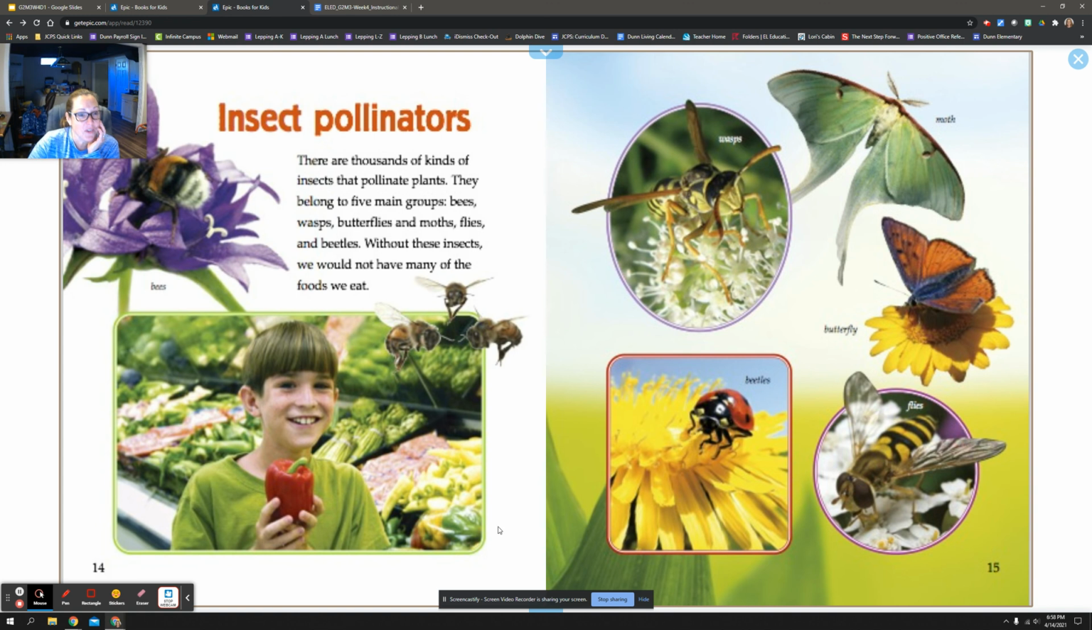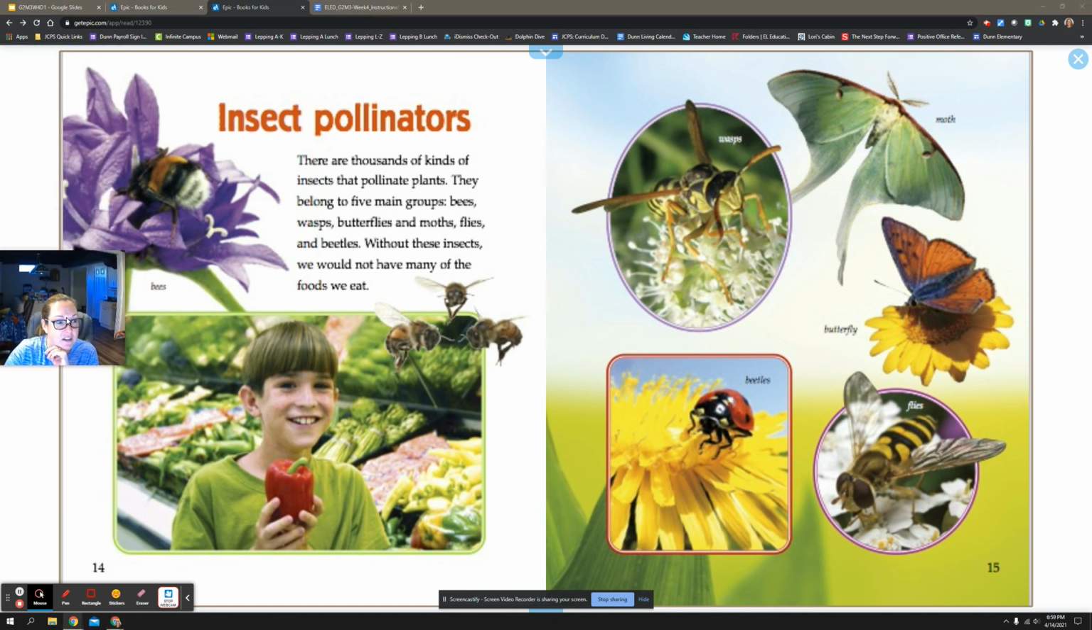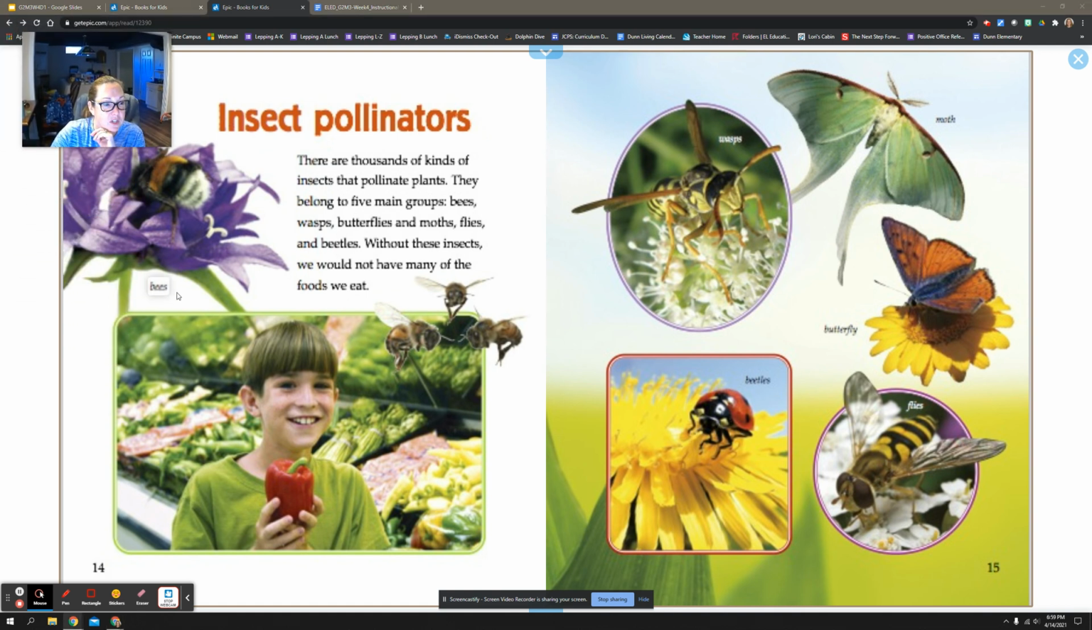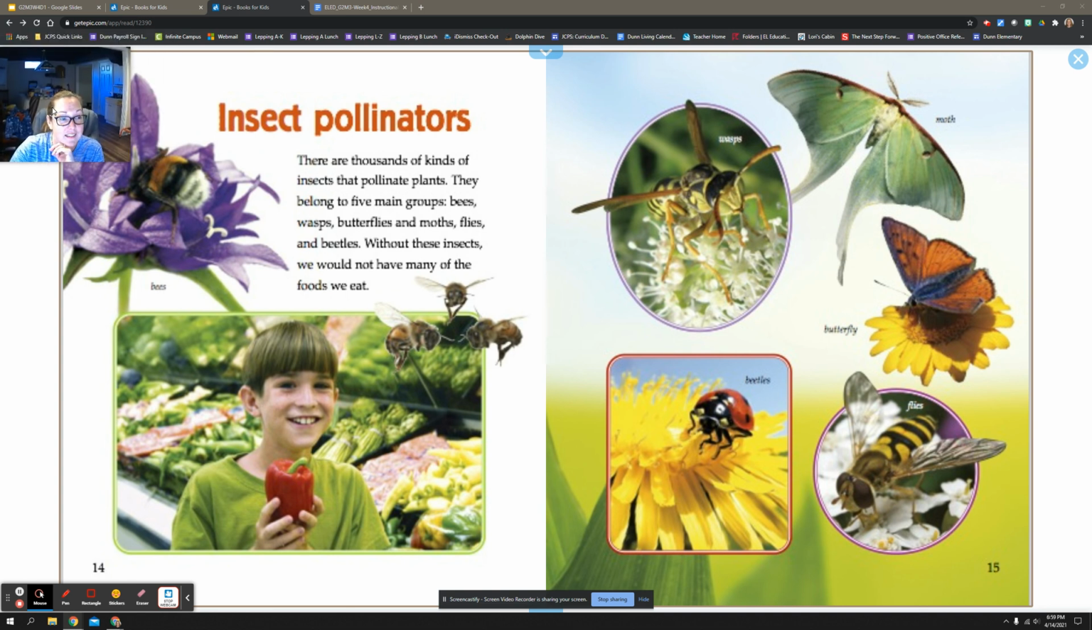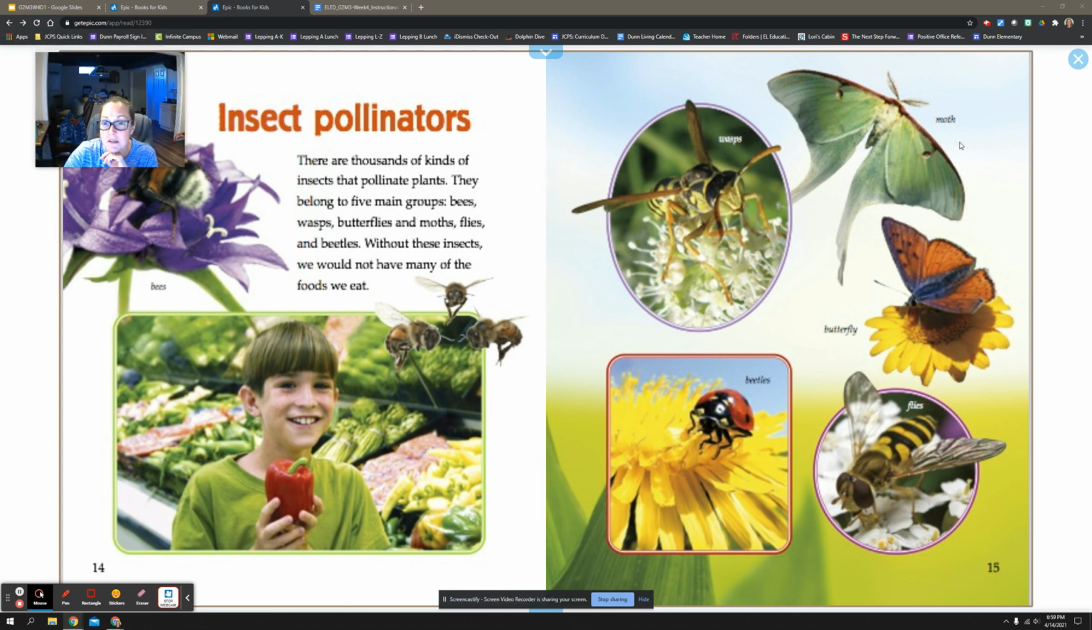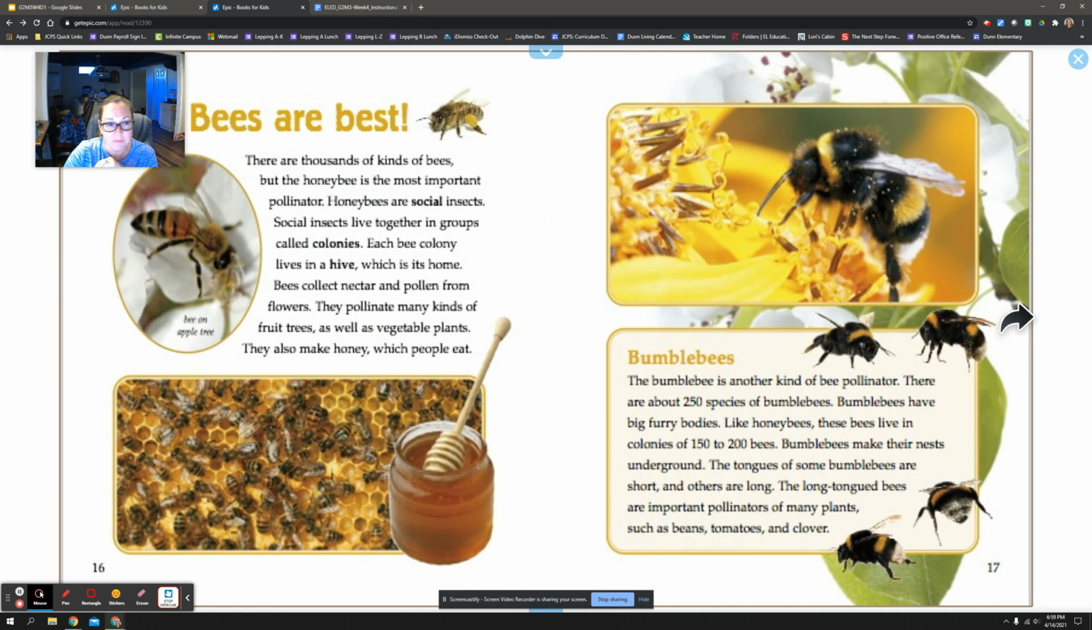Insect pollinators. There are thousands of kinds of insects that pollinate plants. They belong to 5 main groups: bees, wasps, butterflies and moths, flies, and beetles. Without these insects, we would not have many of the foods we eat. And then look, each one of these photographs here has a little caption that's really just telling you what that insect is. Bees, wasps, moth, butterfly, flies, beetles.